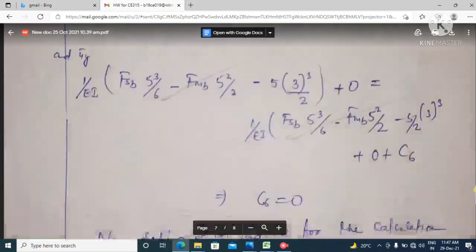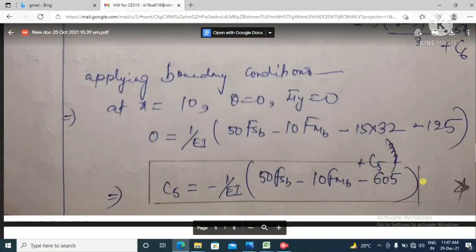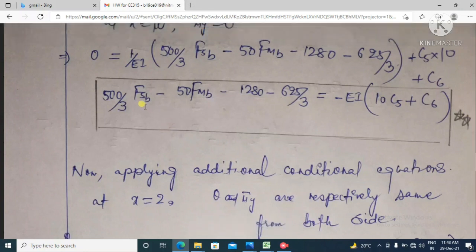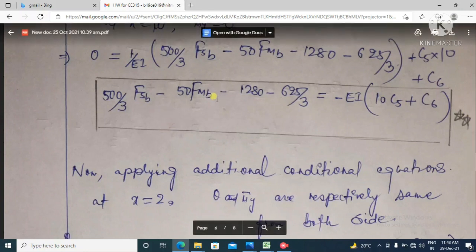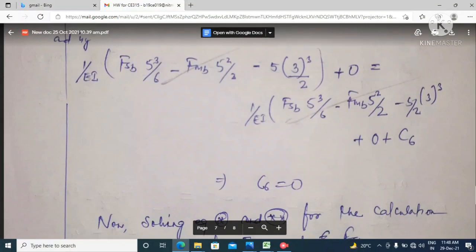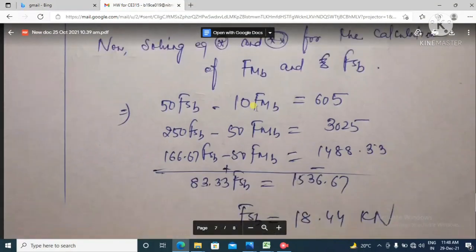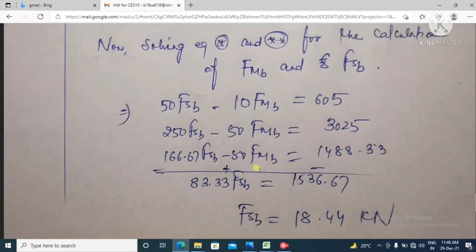Now solving equation star and double star for the calculation of FMB and FSB. Where is equation star and this is double star. So C5 equal to 0 we got, and C6 equal to 0 we also got. So we have two equations in terms of FSB and FMB. Now we have two equations and two variables only, so we can solve nicely. I have done all the calculation for you for your better understanding.